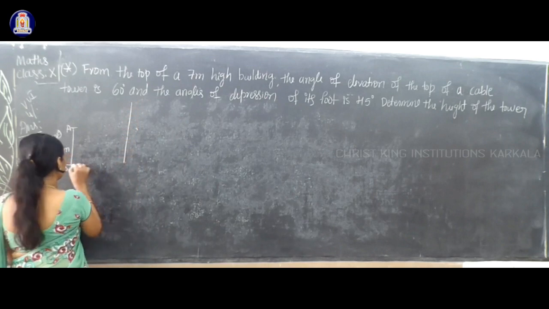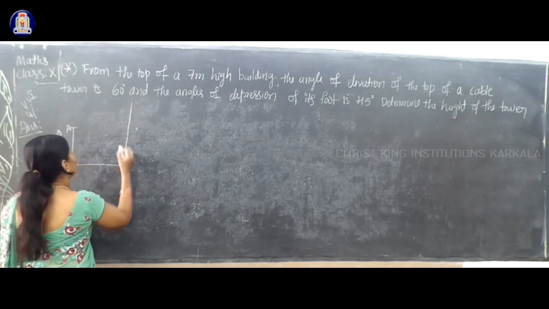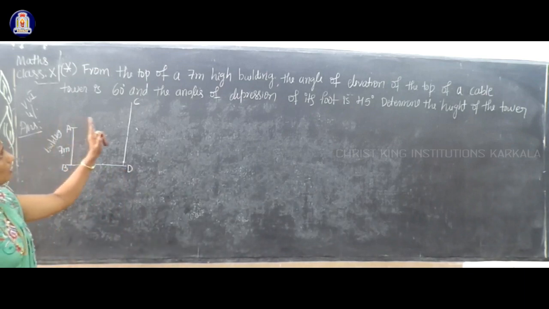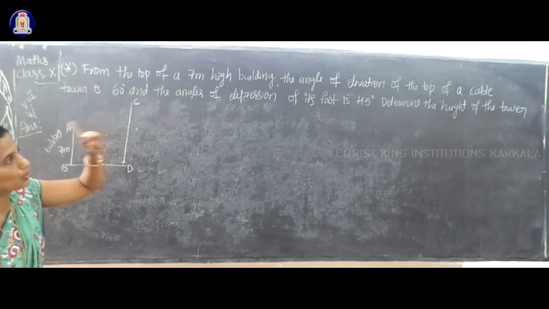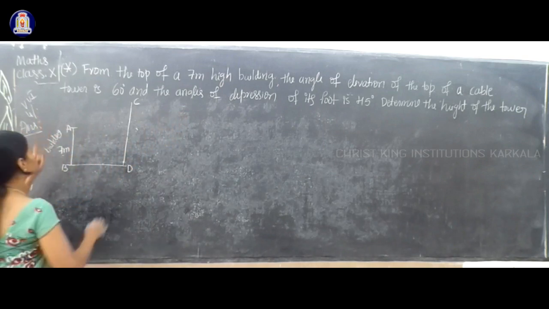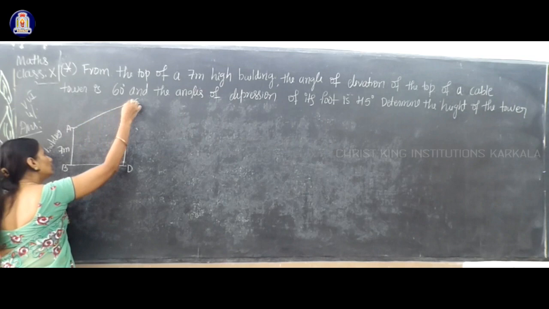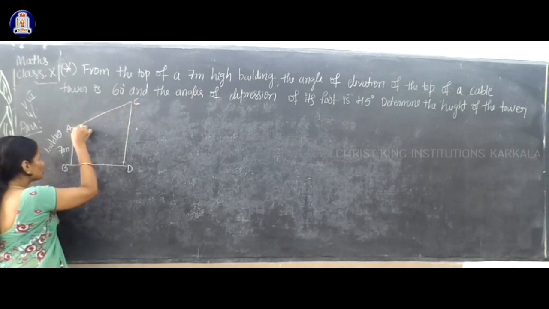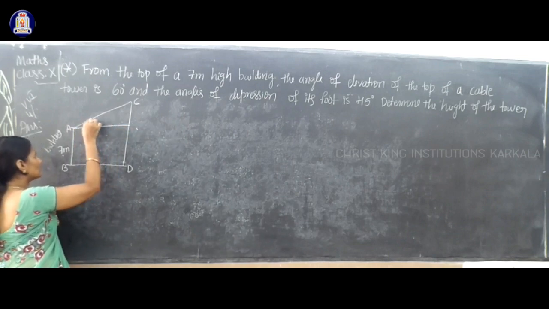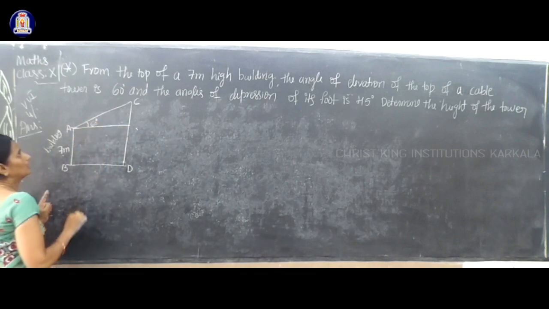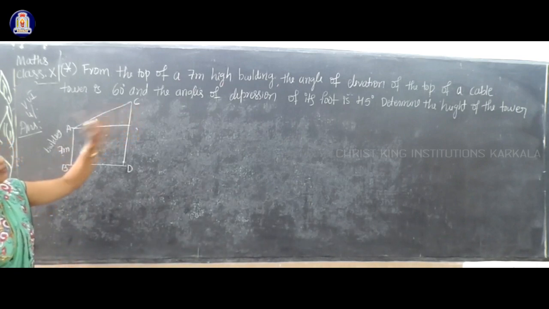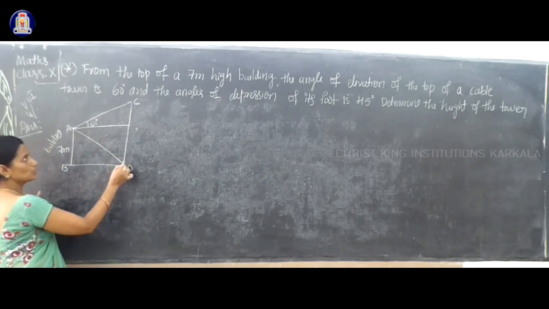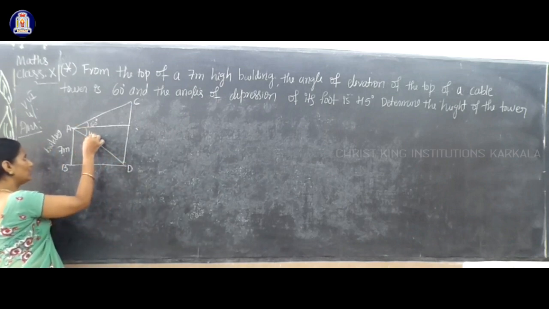This is the tower. It is CD, the tower. The angle of elevation of the top of the cable tower is 60 degree. From the top of the tower to the top of the cable, the angle of elevation is 60 degree. So there should be one horizontal line. So this is 60 degree. The angle of depression of its foot is 45 degree from the same point.